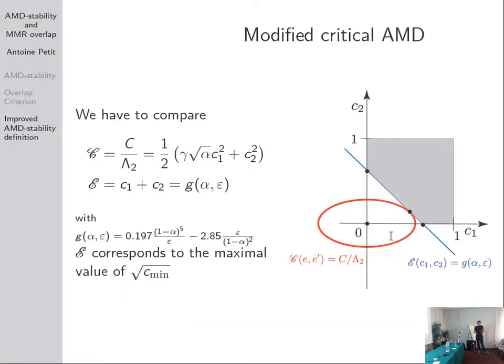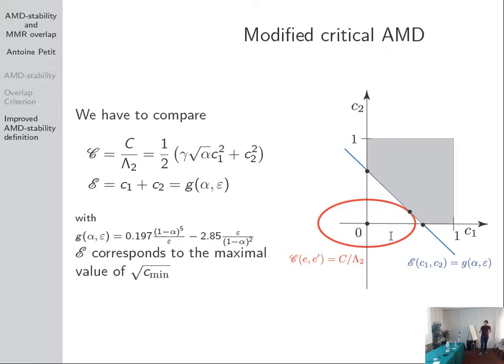So how to obtain the criterion of a critical AMD depending on this criterion? We do exactly the same thing that Jacques showed this morning. We compare the AMD of the system divided by lambda 2, so the lambda of the outer planet, which has this expression depending on C, instead of the expression with the eccentricity that Jacques saw this morning.